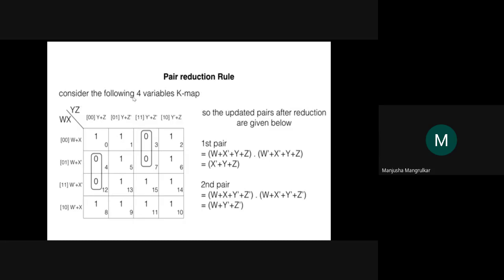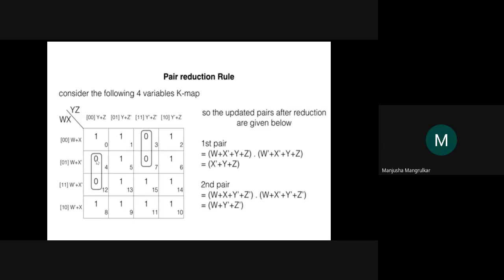So consider the following four-variable K-map. As we have seen, pairs are reduced by the reduction rule. So the updated pairs after reducing are given. Now we can consider this first pair. What is this?